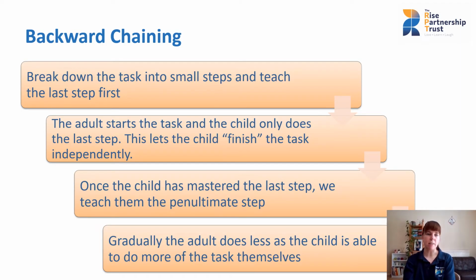When we teach dressing, we use a technique called backward chaining. This involves breaking down the task into small steps and teaching the last step first. The adult starts the task and the child only does the last step. This effectively lets the child finish the task independently, which helps them feel like they've achieved something. Once the child has mastered the last step, we teach them the penultimate step, the step before. Gradually, the adult does less as the child is able to do more of the task themselves.